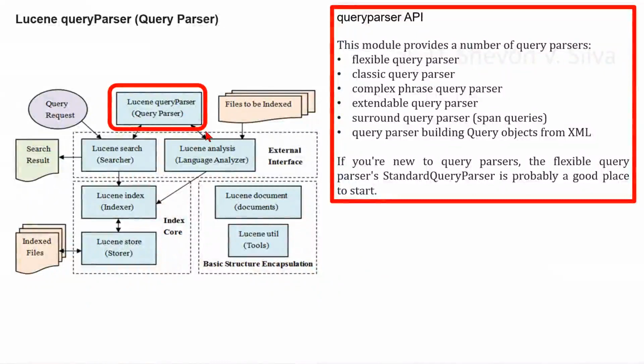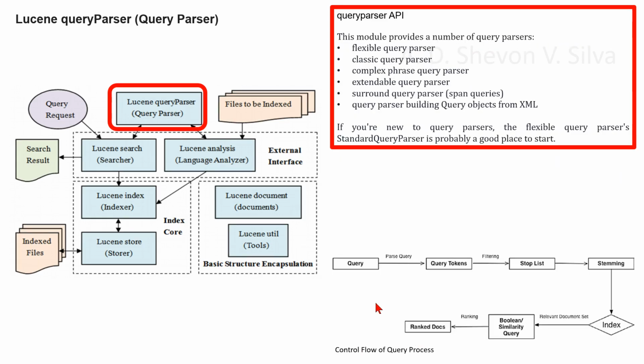queryParser API. This module provides a number of query parsers: flexible query parser, classic query parser, complex phrase query parser, extendable query parser, surround query parser, span queries, and a query parser building query objects from XML. If you are new to query parsers, the flexible query parser's standard query parser is probably a good place to start. Here you can see the control flow of the query process.